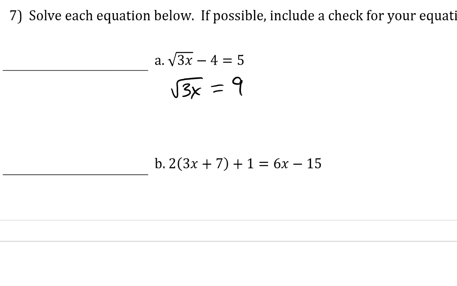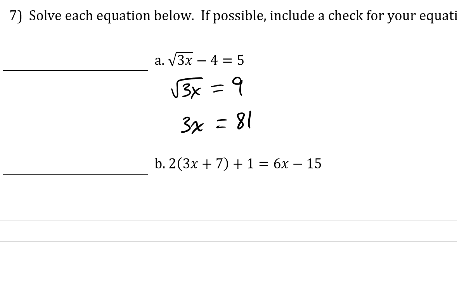number 81. So my thinking right here is I can go two ways on this. I can square both sides of this equation. If I take the square root of 3x and square that, this becomes 3x. And if I square the other side, I get 81.